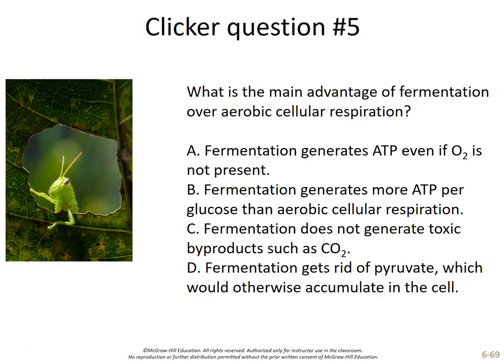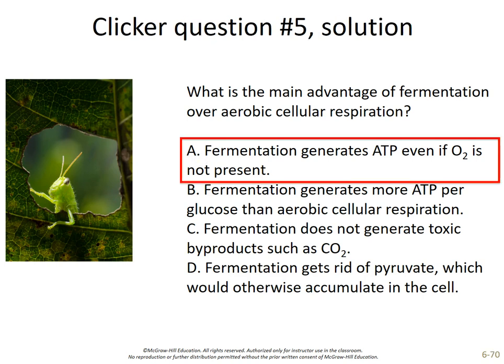So what is the main advantage of fermentation over aerobic cellular respiration? A, fermentation generates ATP even if oxygen is not present. B, fermentation generates more ATP per glucose than aerobic cellular respiration. C, fermentation does not generate toxic byproducts such as CO2. D, fermentation gets rid of pyruvate, which would otherwise accumulate in the cell. The answer is A. So even if oxygen is not present, the continued generation of ATP can happen just at a much slower rate.